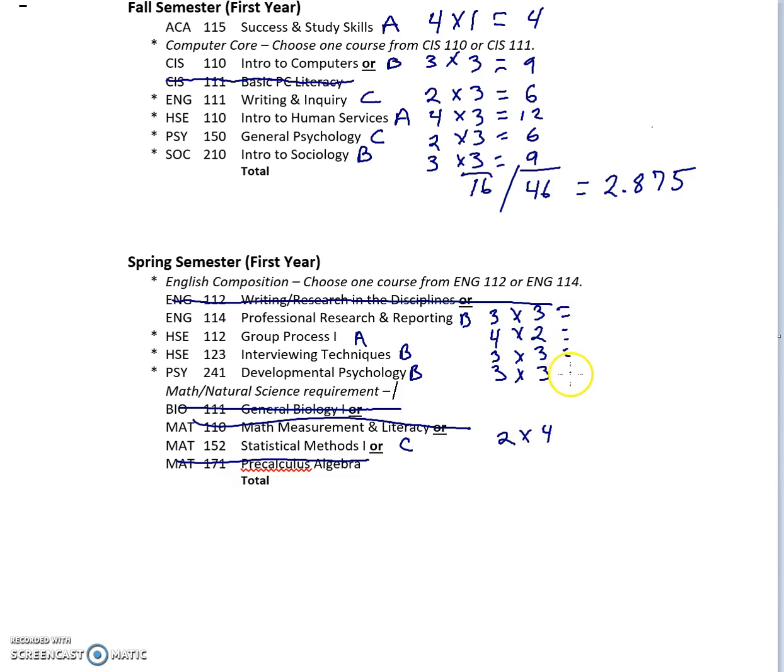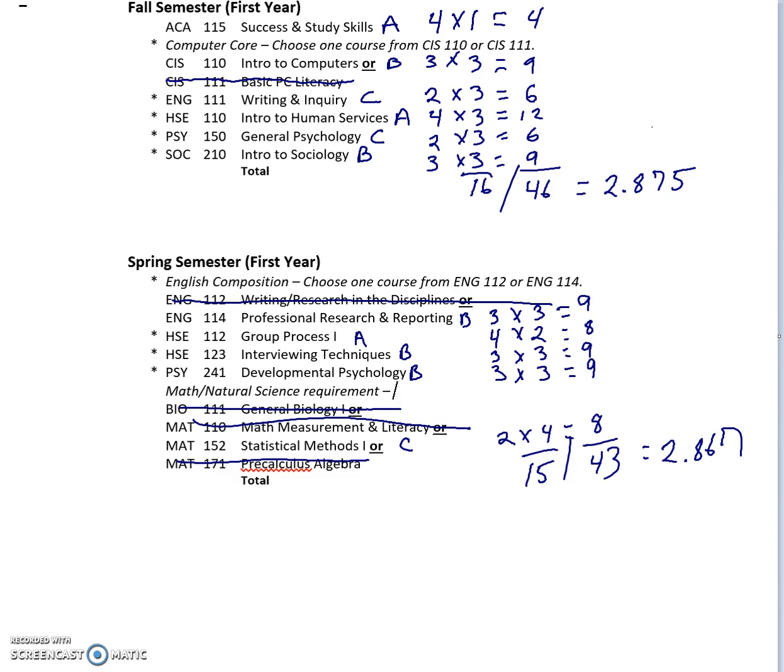And once again, we will do the multiplication. Add up our credit hours and quality points. Credit hours is 15, and quality points is 43. Divide 15 into 43, and we have 2.867. So you'll notice this student has a very similar GPA between the fall semester and the spring semester.